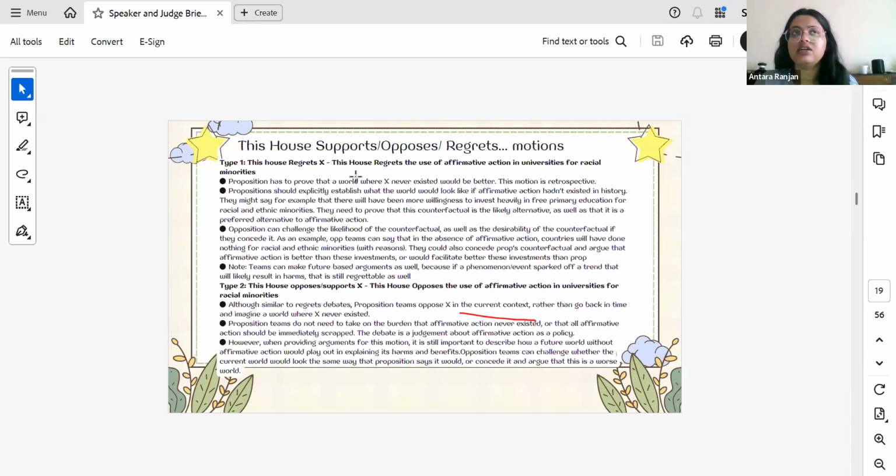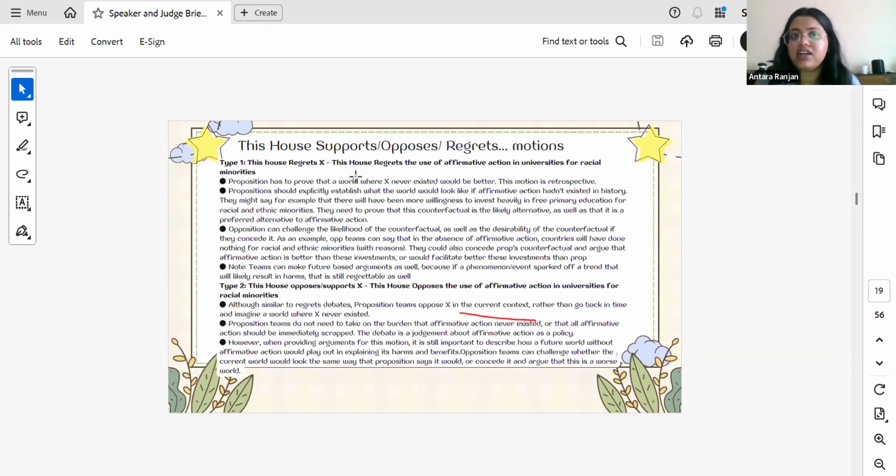This house regrets the rise of private transportation. This house regrets reservation. This house regrets the glorification of motherhood, right? So in all this house regrets motions, the actions on both sides are the same.